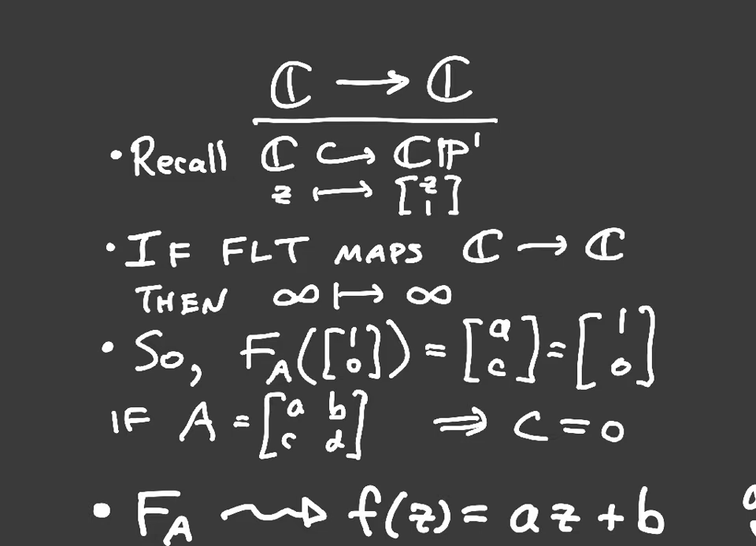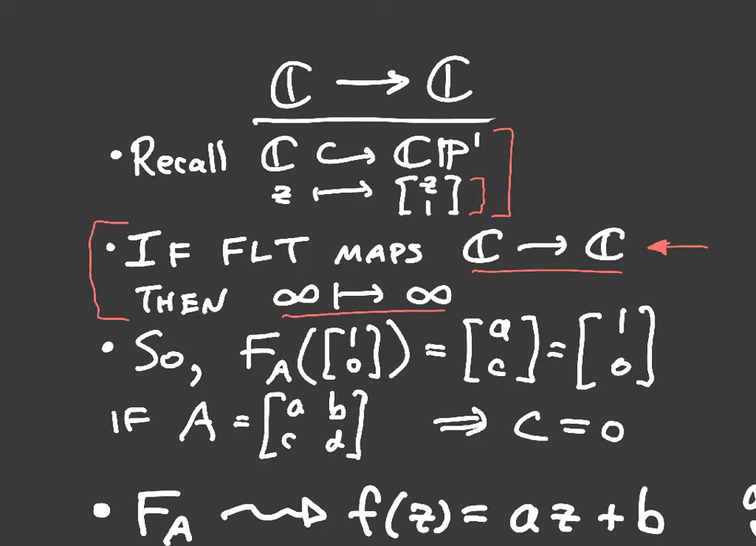Now recall that we view the complex plane as sitting inside of CP1 by the following map. Z goes to (Z, 1). And if we have a fractional linear transformation that sends the complex plane to itself, then something has to map to infinity, and the only point left is infinity itself, because fractional linear transformations are bijective. So for fractional linear transformations that send C to C, they have to send infinity to infinity, and that's all we really need to know.